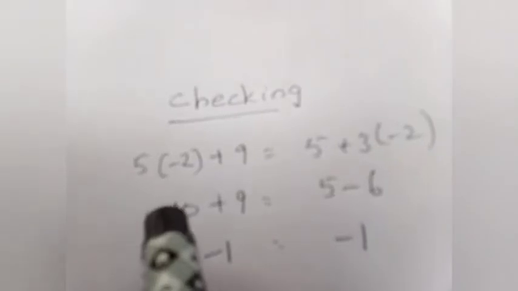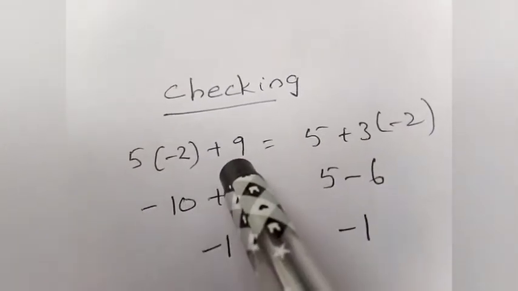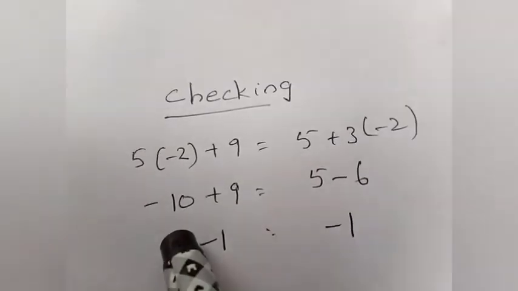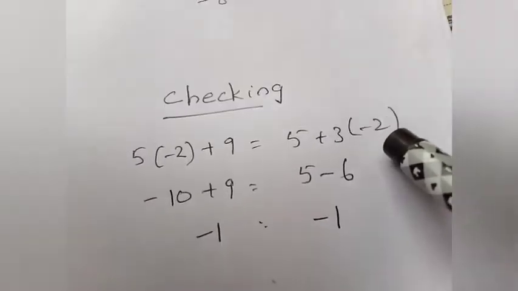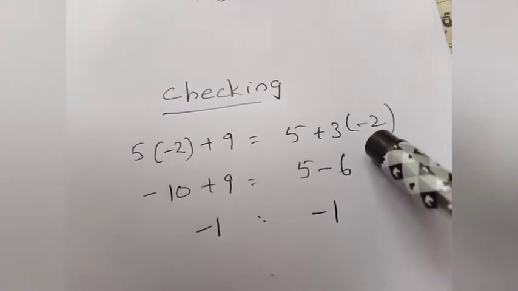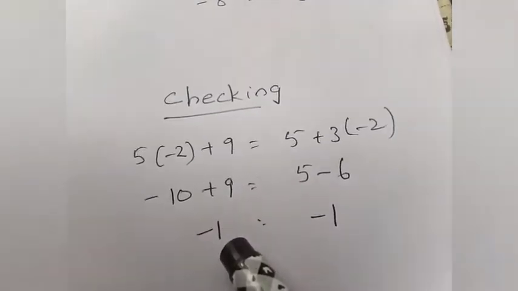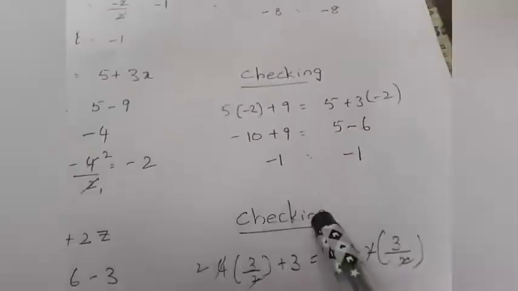Now checking. Instead of x, I am writing minus 2. 5 into minus 2 plus 9 is equal to 5 plus 3 into minus 2. 5 2s are 10, minus 10 plus 9. Here 5. 3 2s are 6, here the sign is minus, so minus 6. Minus 10 plus 9 is equal to minus 1. 5 minus 6 is equal to minus 1. Minus 1 equals minus 1.